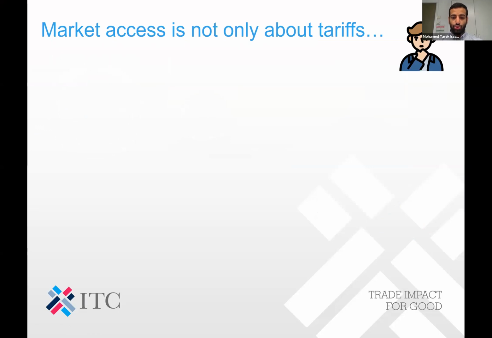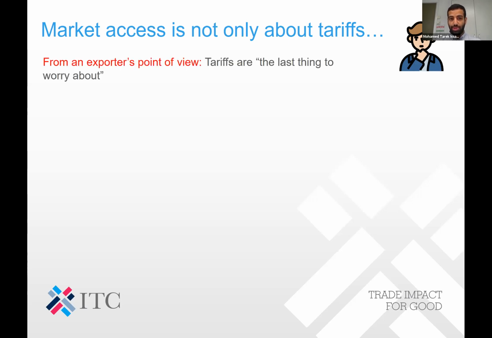Okay, so the good news is tariffs are straightforward, they are easy to understand, and it's easy to find the information on Market Access Map as well. But the bad news is this is not the end of the story. When we talk about market access conditions, you remember that we said we have two groups. We have the first part, tariffs, but we also have non-tariff measures. And from an exporter's point of view, tariffs are the last thing to worry about. When I reach the destination country, I will be paying this tariff.